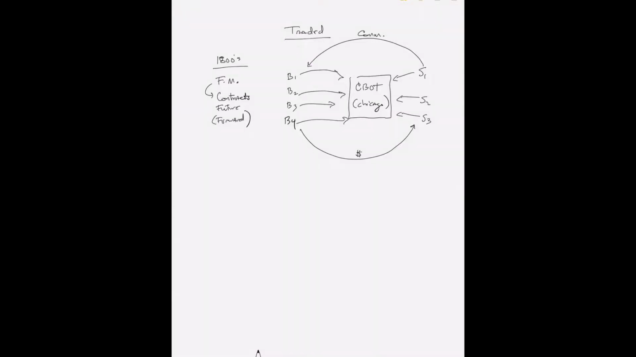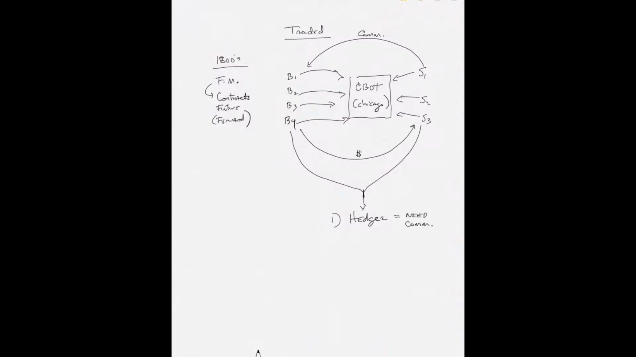Now, who was in the room? These buyers and sellers could be described based on their need. The first one was a hedger. The hedger was one that came to the market and had a need for the commodity, either to sell it or to buy it, either one. So that's called a hedger.